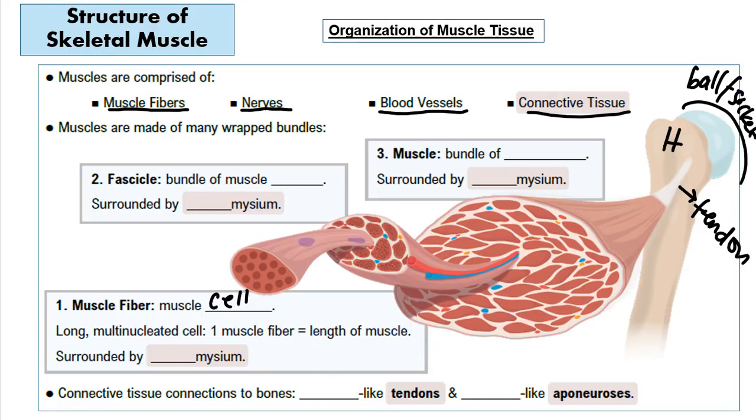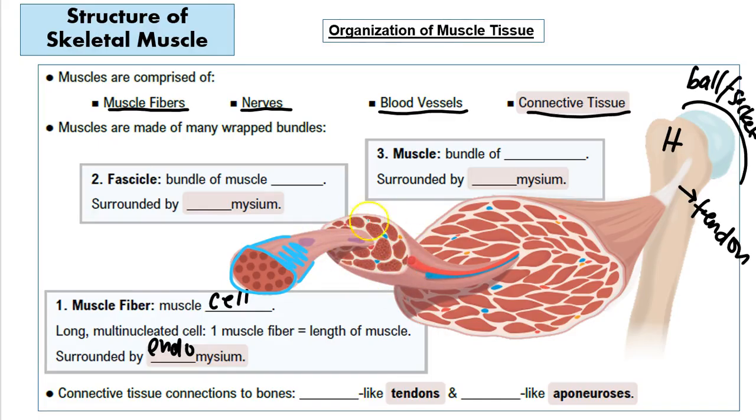Now, here's where some connective tissue comes in. The muscle fibers or the muscle cells are surrounded by endomysium. Endo means within, and the mysium is going to tell us within that muscle. So that muscle cell, muscle fiber, is going to be surrounded by endomysium. And so we have this whole thing here. You can see this is all endomysium that's surrounding it. Endomysium, endomysium.